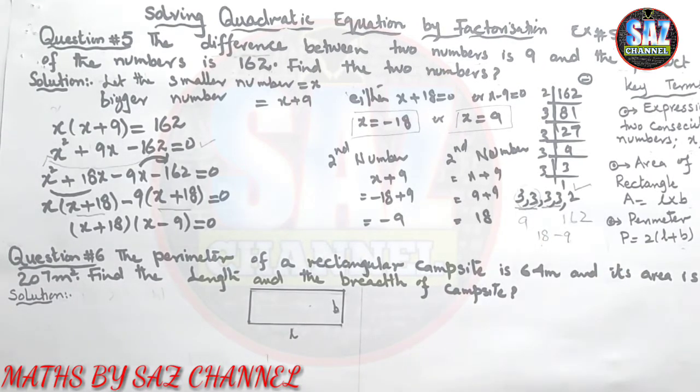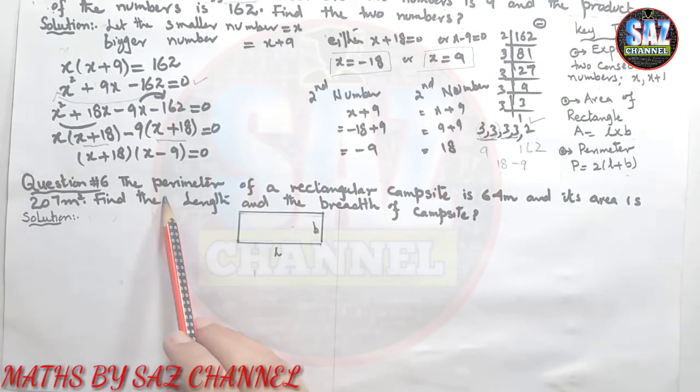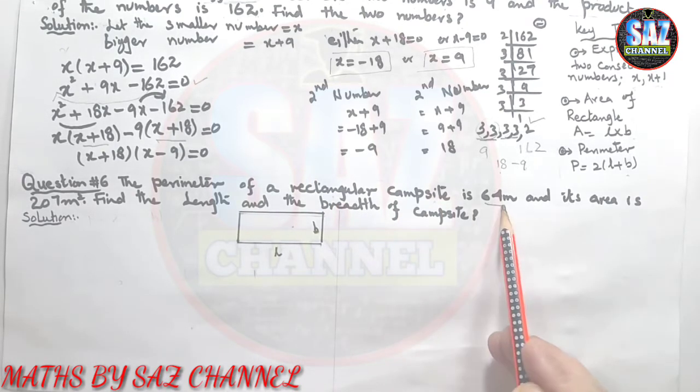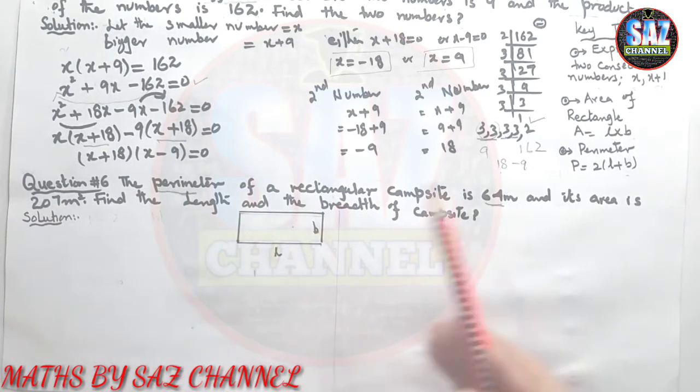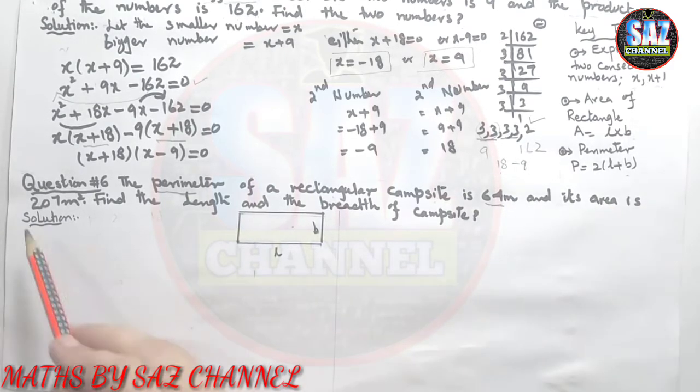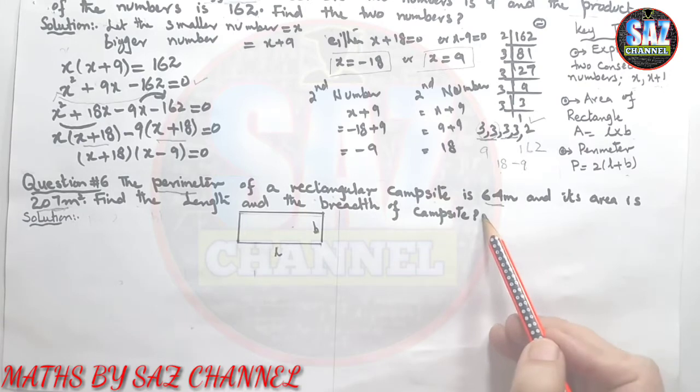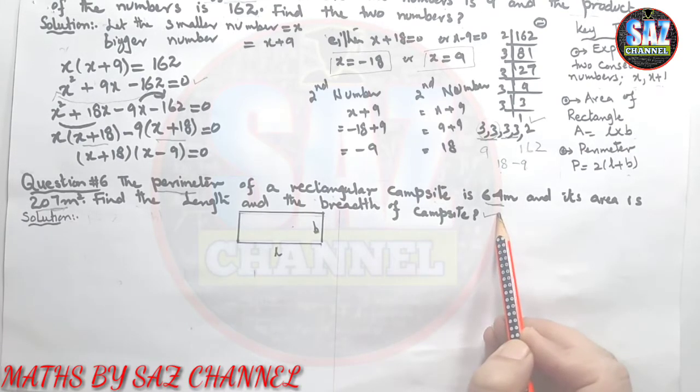So these are the expected answers for this question. Now let's move to the next question. Next question says the perimeter of the rectangular campsite is 64 meters, and its area is 207 meters square. Find the length and breadth of this rectangular campsite.